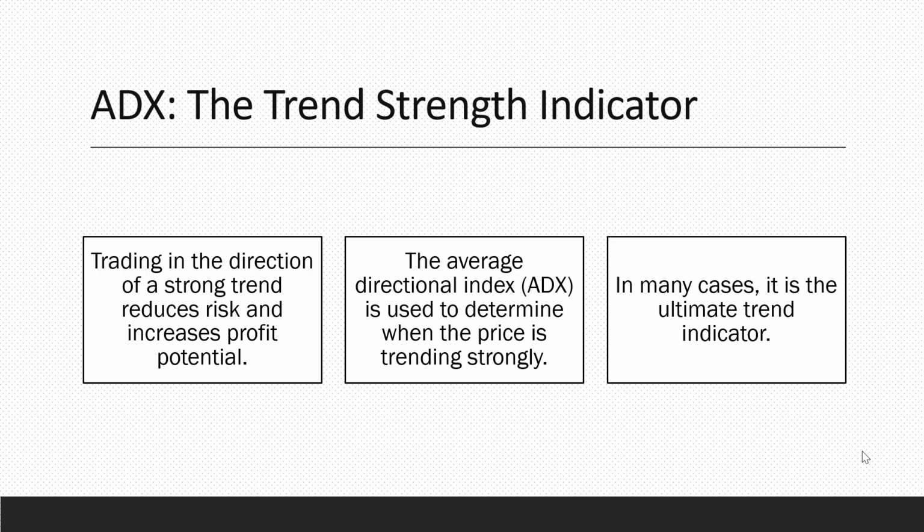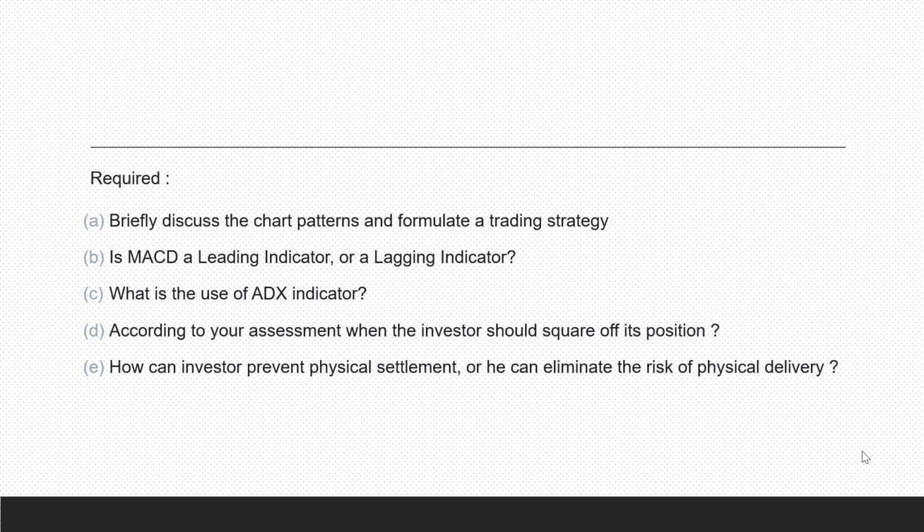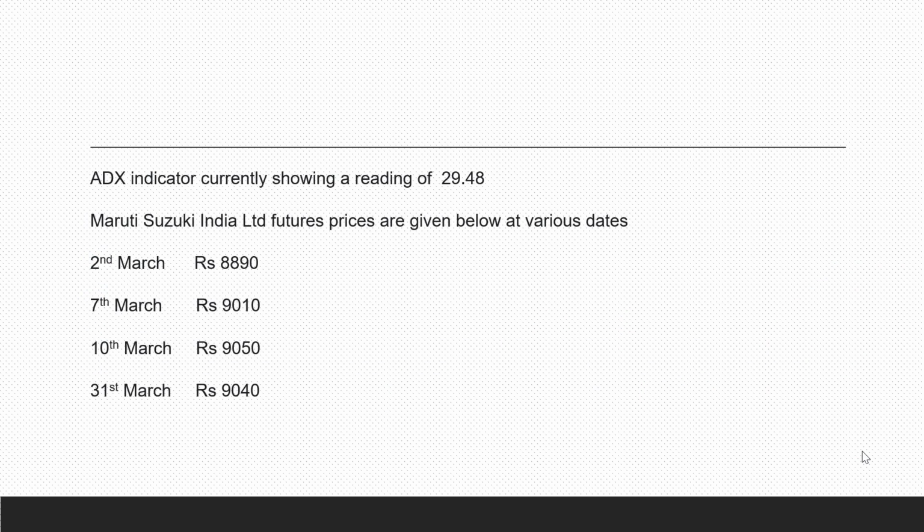So now when you look at this, look at this point. Some data was given to you. On 2nd March, it is trading at 8890. On 7th March, it is trading at 9010. On 10th March, it is trading at 9050. And on 31st of March, it is trading at 9040. Now, 31st March is the expiry day, so you will not like to go for delivery. So you would like to come out of the Maruti a day before that.